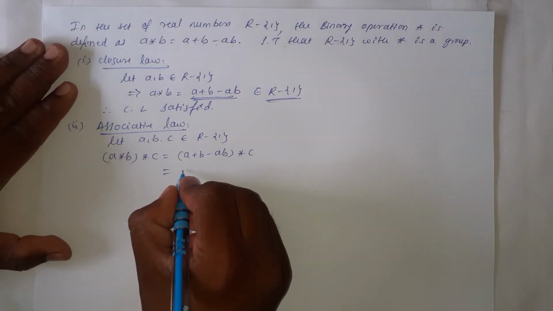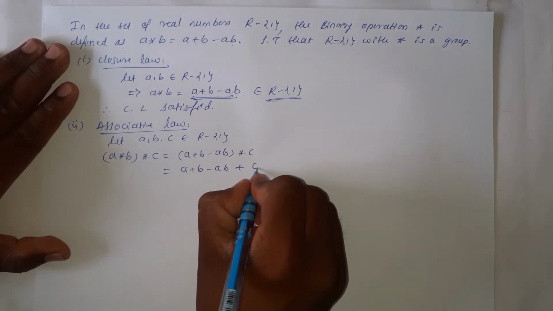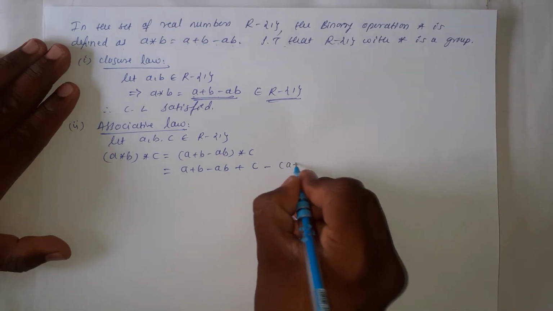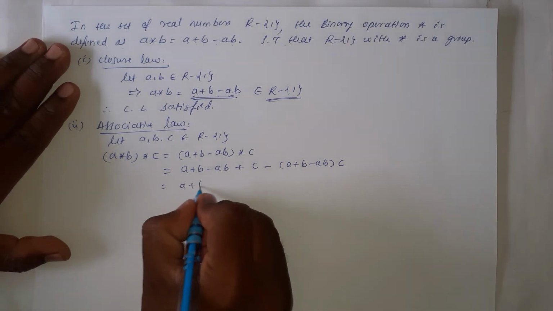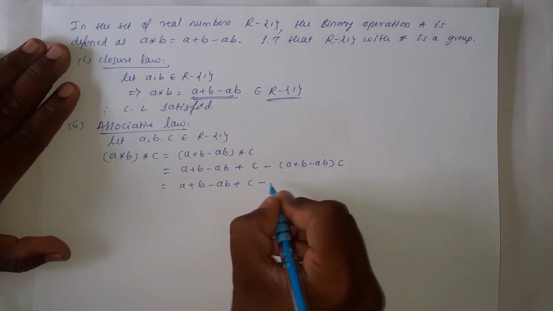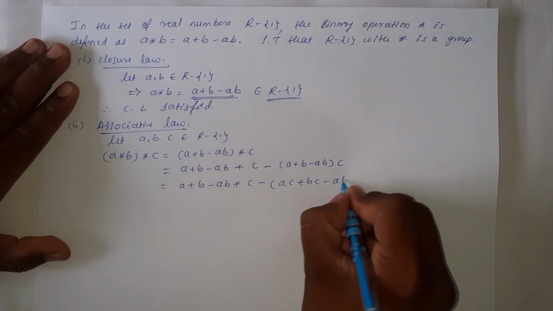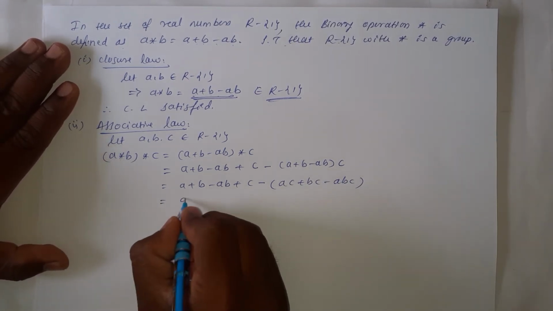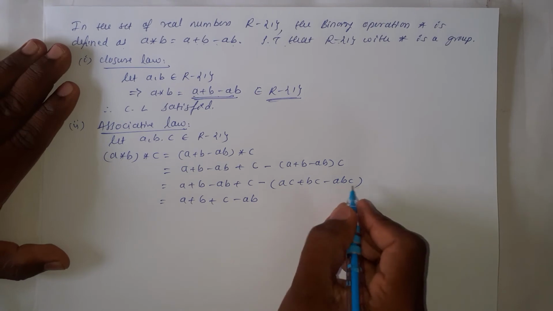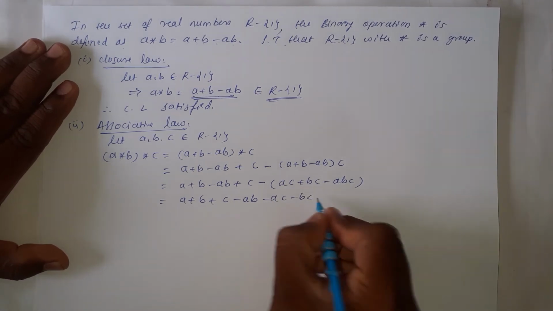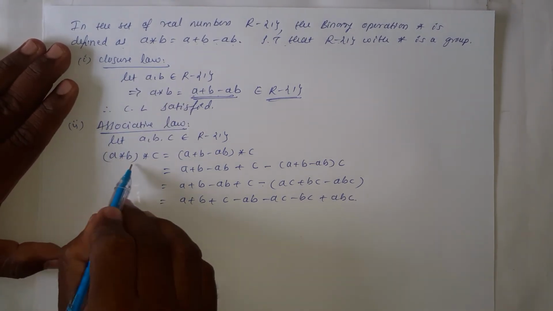So, therefore, here A plus B minus AB, it is the first element plus the second element minus first element into the second element, that is A plus B minus AB into C. Then it is A plus B minus AB plus C minus of, now multiply this bracket by C, that is AC plus BC minus ABC. Then it is equal to A plus B plus C, here it is minus AB, now multiply that negative sign into the bracket, minus AC minus BC, minus into minus plus ABC. So, this one is equal to what? A star B star C.